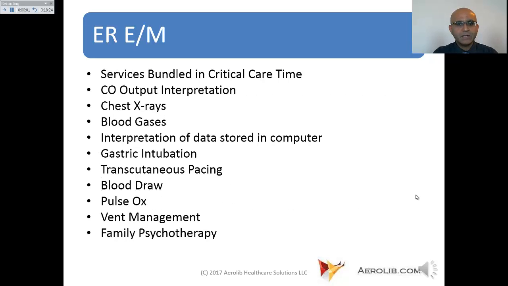Now services bundled in critical care time include cardiac output interpretation, chest x-rays, blood gases, interpretation of data, gastric intubation, transcutaneous pacing, blood draws, pulse oximetries, vent management, and family psychotherapy.